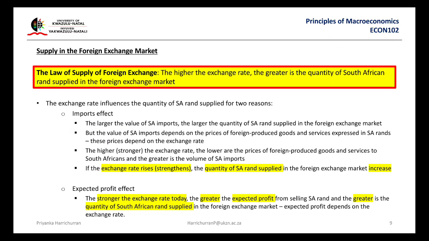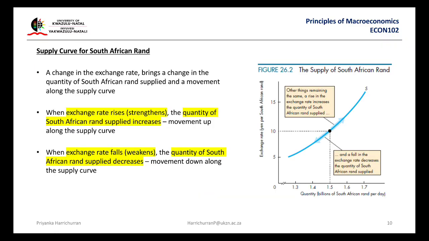Over here they're saying that, let's say the rand, the stronger the exchange rate today, the greater the expected profit from selling the South African rand, the greater the quantity of South African rand supplied. So let's say the rand now is very, very strong presently. You will sell it now instead of in a couple of days' time, because in a couple of days it's going to go down. So that's basically what they're saying.